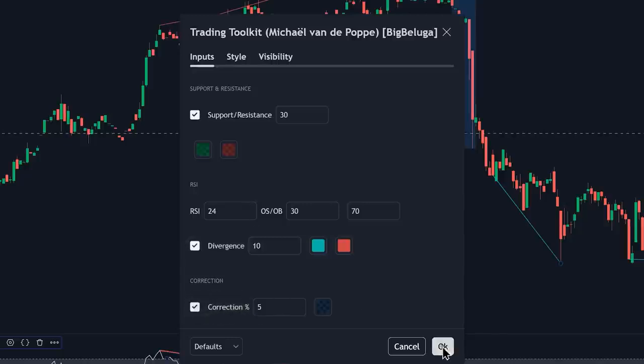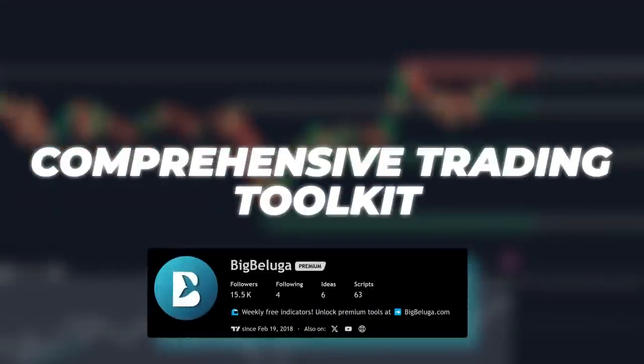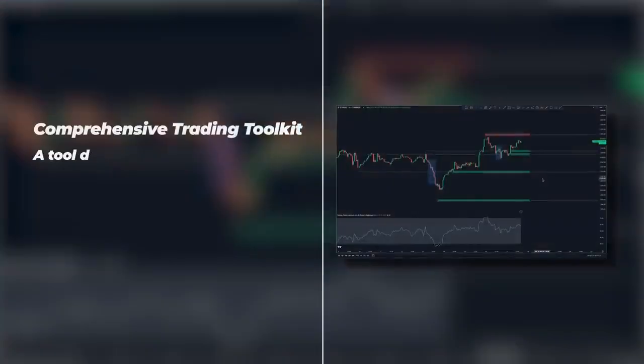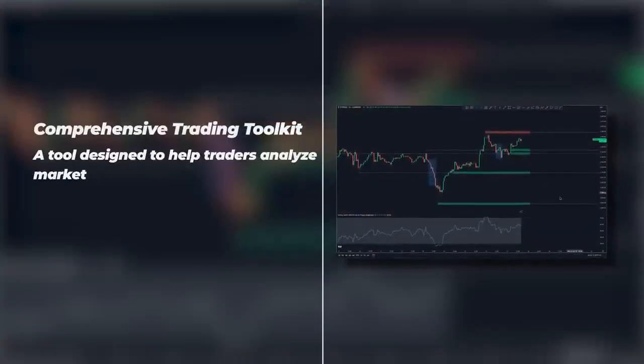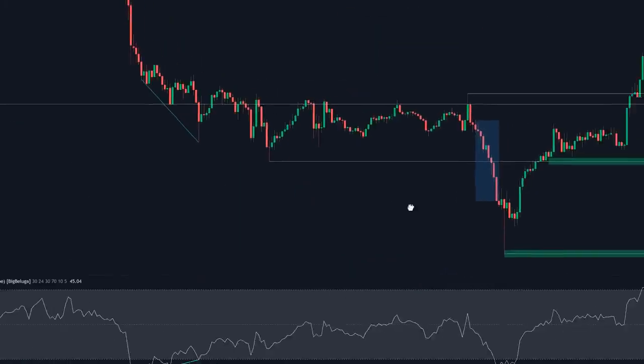After that, click OK. This is the Comprehensive Trading Toolkit by Big Beluga, and I know you may be thinking, what exactly is it? Well, it's a tool designed to help traders analyze market trends, identify potential reversals, and manage risk accordingly. Now, let's go over what this indicator is made of.